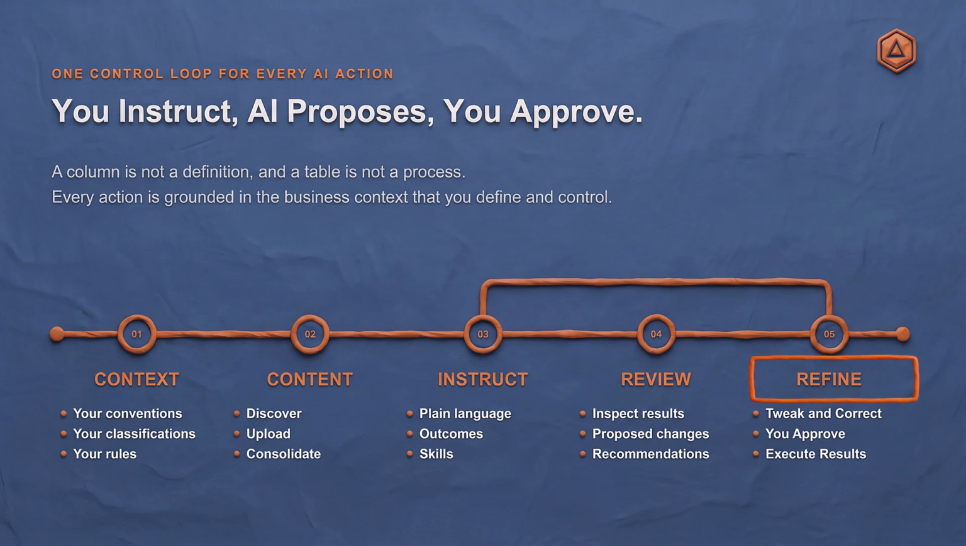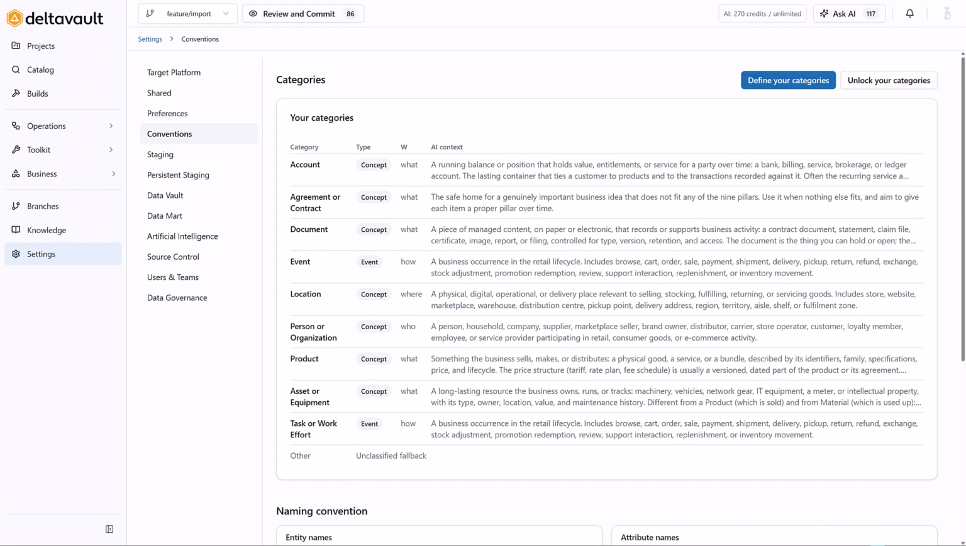Set the context, bring in the content, describe the outcome, review the proposal, and refine or approve it. Let's move into the product and follow that loop from beginning to end. Let's look at the first step in defining context within DeltaVault.